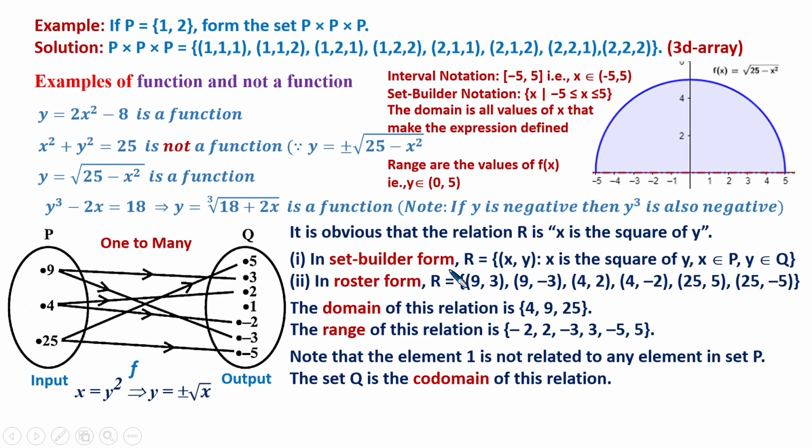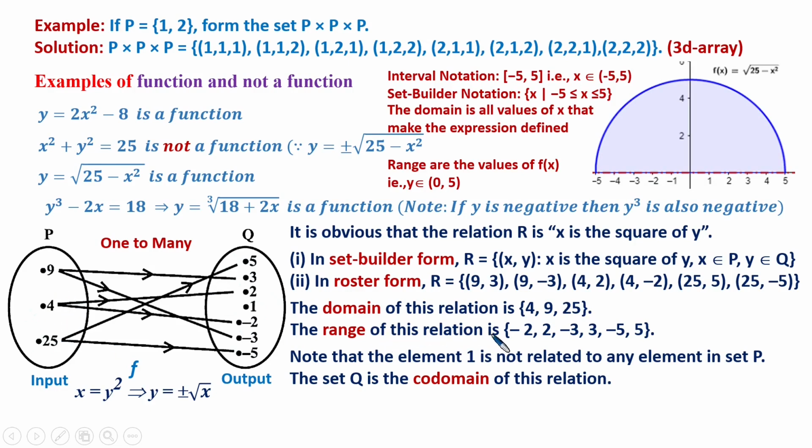And in set builder form, I can write this relation R as {(x, y) such that x is the square of y, x belongs to P and y belongs to Q}, which we have shown here. And in roster form, I can write (9, 3), (9, -3), and so on, so (4, 2), (4, -2), and similarly (25, 5) and (25, -5). Okay, so these are the ordered pairs, and this is the relation R. And the domain of this relation is your 4, 9 and 25, which I have written here.